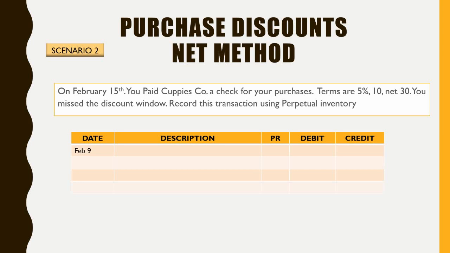Now, what about scenario 2? What happens if you miss that discount, but you've already recorded it in the very beginning? So now this is the scenario where on February 15, you missed the discount window. How do you record the other remaining $6.25? Where does that $6.25 go?